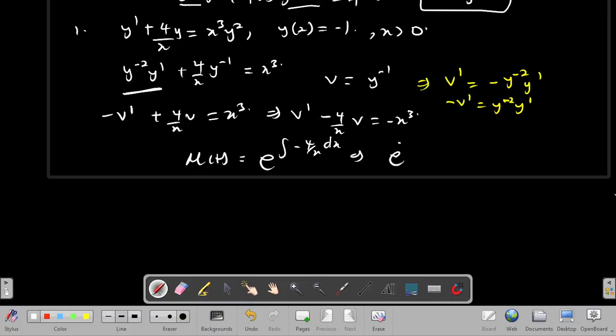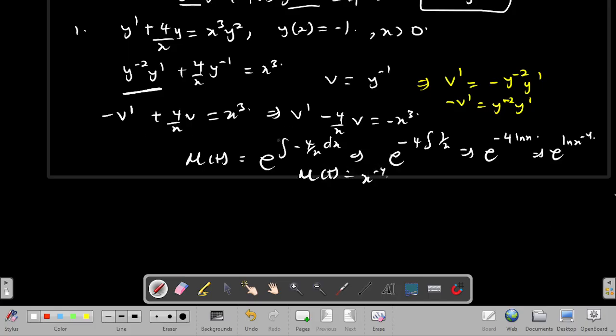That gives us e to the power negative 4 integral 1 over x, which gives me e to the power negative 4 ln x, giving us e to the power ln x to the power negative 4. Then everything becomes x to the power negative 4, as simple as that. So my integrating factor is successfully equal to x to the power negative 4.